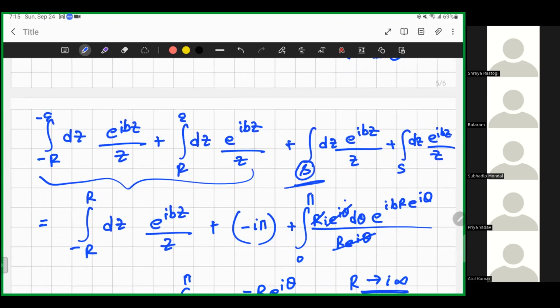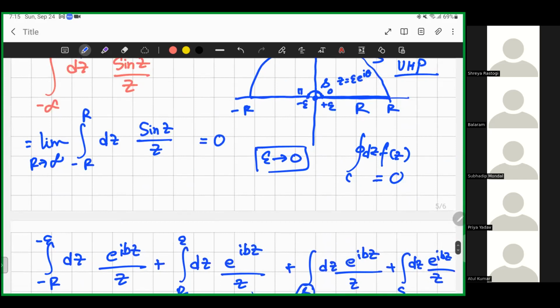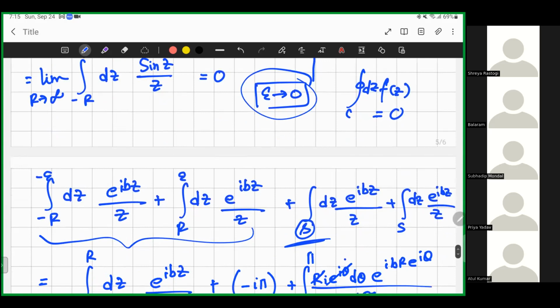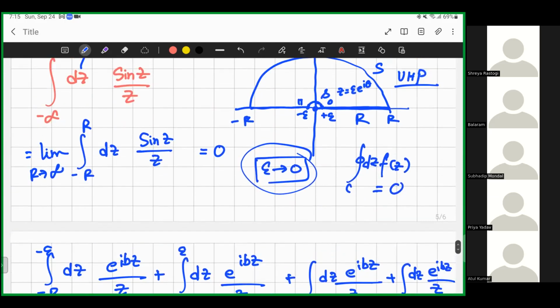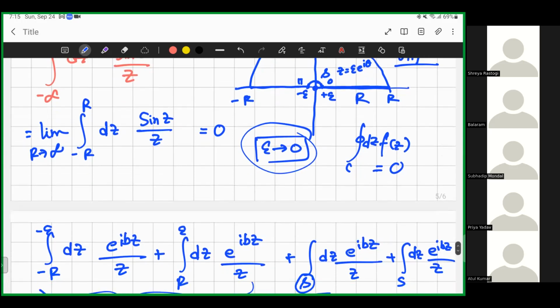So only this small contour contributes. This is valid only when epsilon tends to 0. This kind of thing also reminds me of the long summation: if we take 1 plus 2 and so on, the summation of all the natural integers, then it will be minus 1 by 12, that is zeta of minus 1. The famous minus 1 by 12, through analytic continuation. This is not exactly equal; it is considered an analytic continuation.